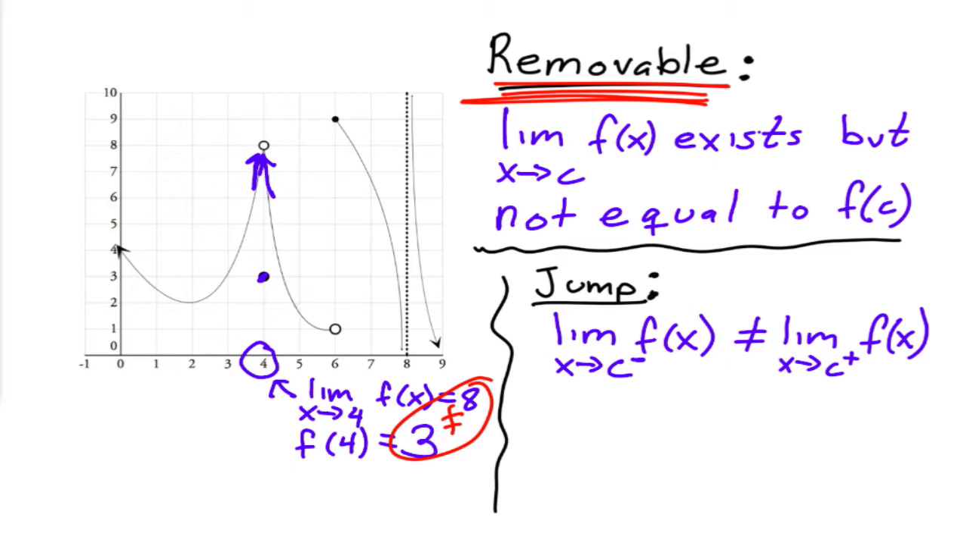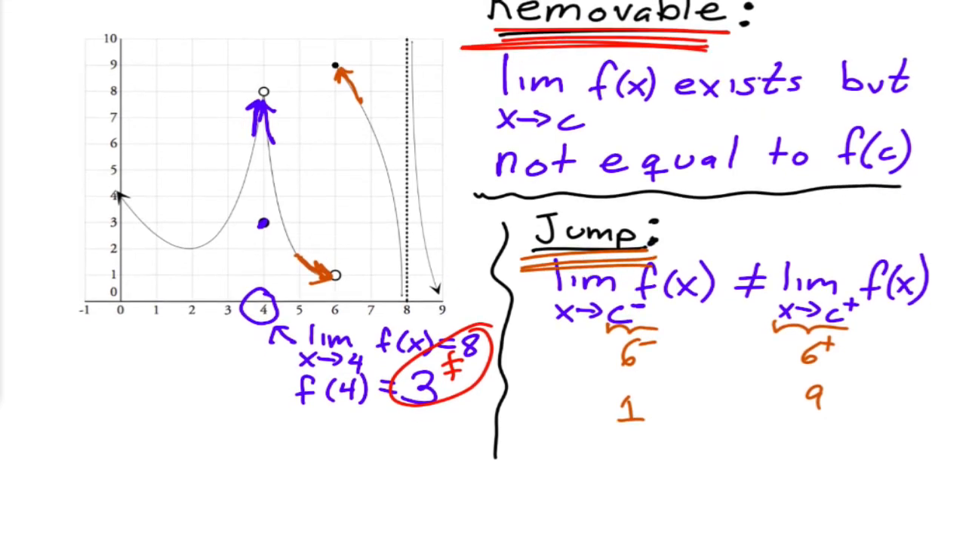And intuitively, you can see this is the spot where you have a jump discontinuity, because if you come in from the left, at 6 from the left, the limit is equal to 1, and at 6 from the right, the limit is equal to 9. And so those two are not equal to each other. So that would be a jump discontinuity right here.